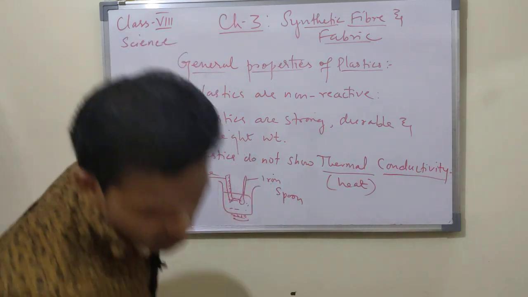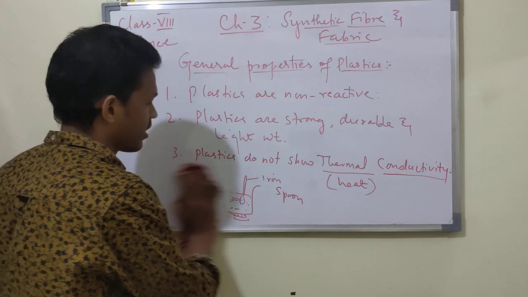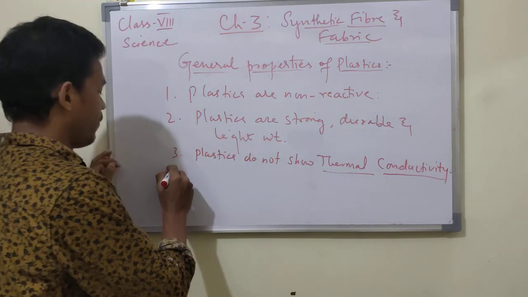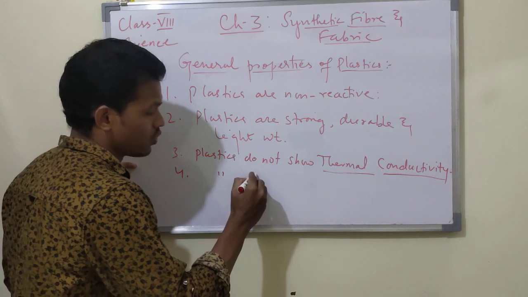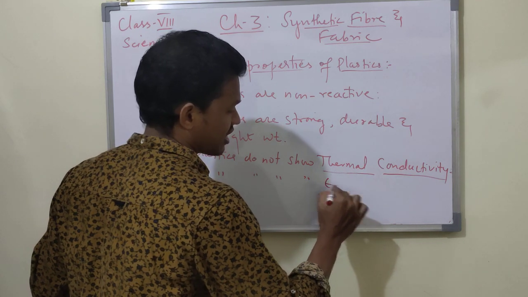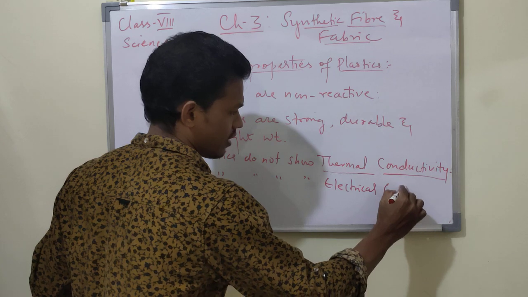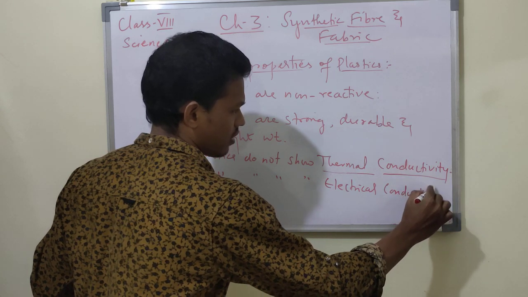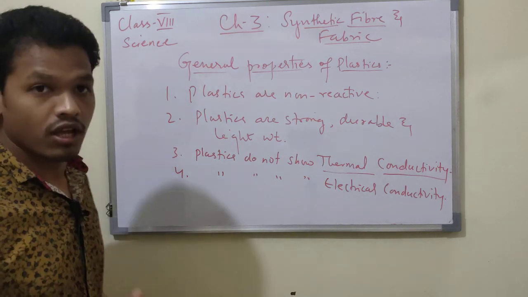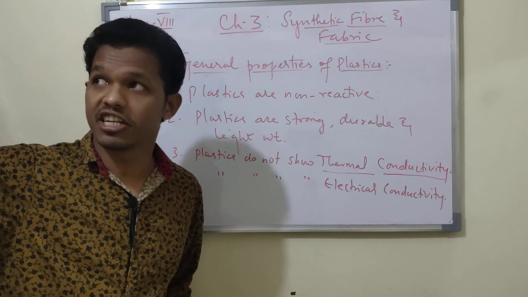Next, plastic is also a poor conductor of electricity. The fourth characteristic: plastics do not show electrical conductivity. You will find this in switches. These switches are made up of a synthetic polymer, that is bakelite.